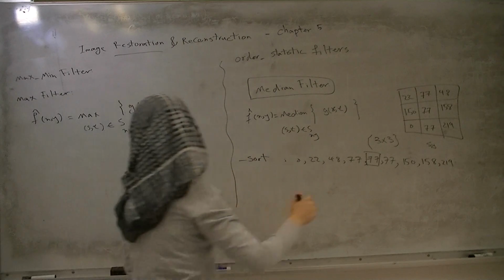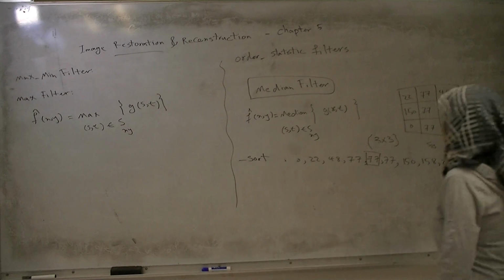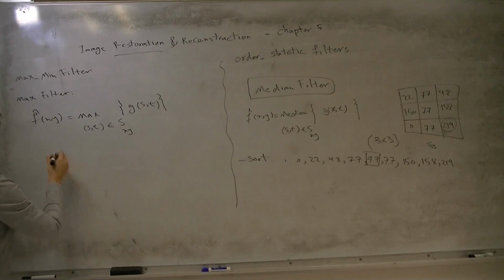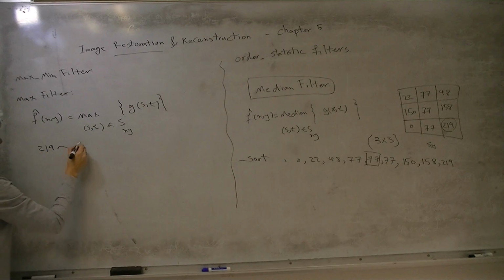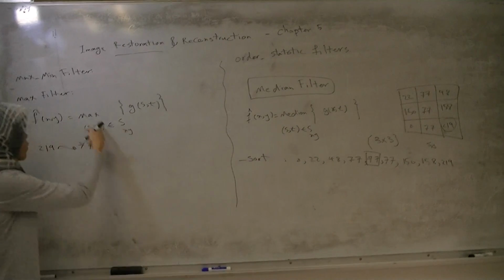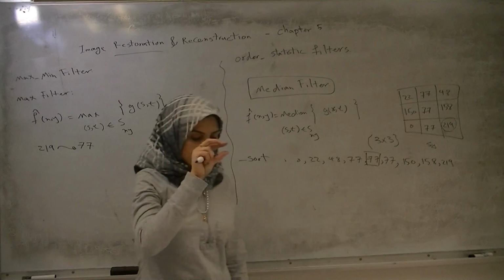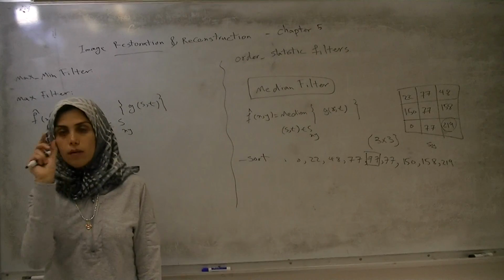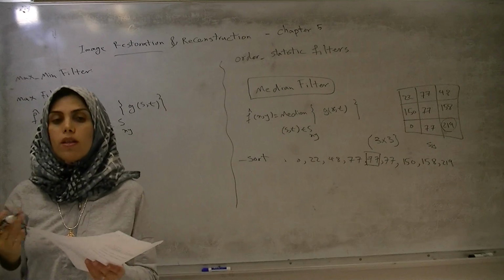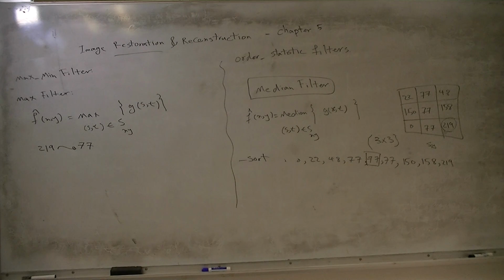For example, in this sub-image, you should find the highest one. So this one is 219. We should put the 219 instead of the 77 in the center here. As you can see, if we just use the max filter, the result should be so bright, and for the parts of the image that are bright in the noisy image, after applying this max filter, we have more bright pixels in the image.